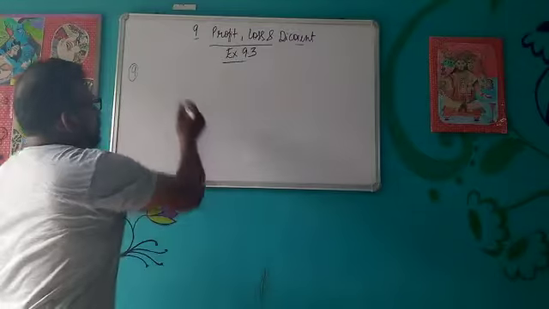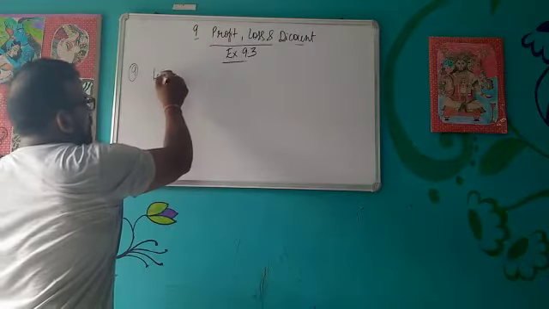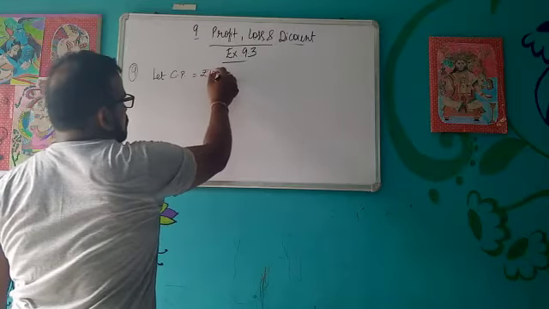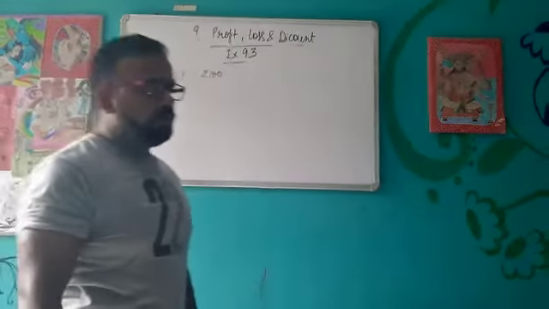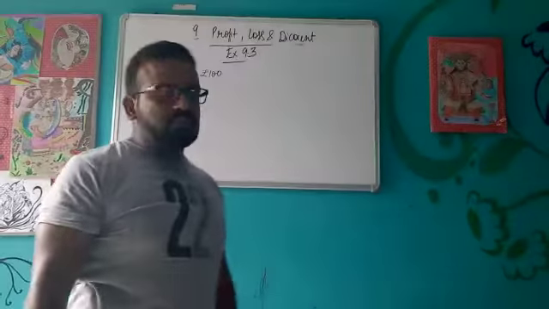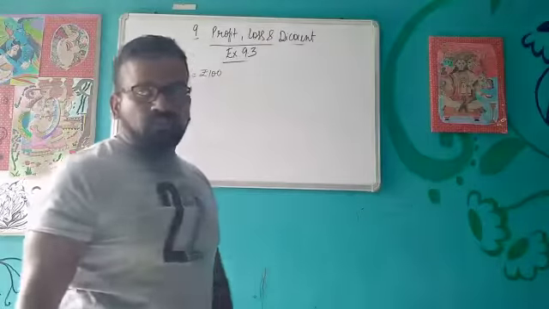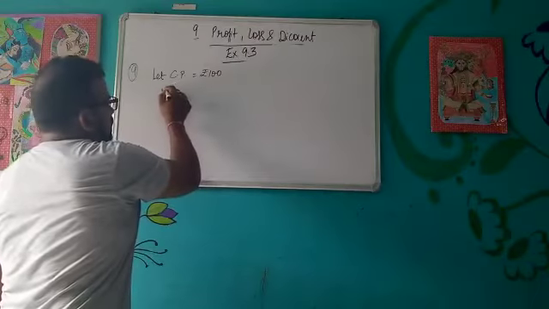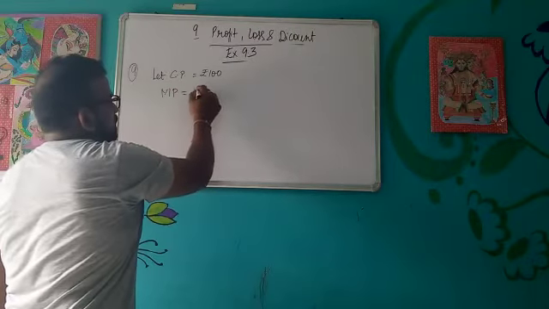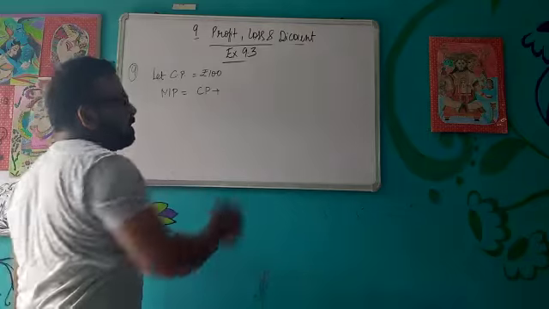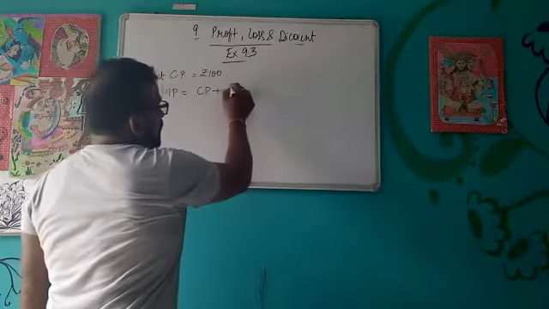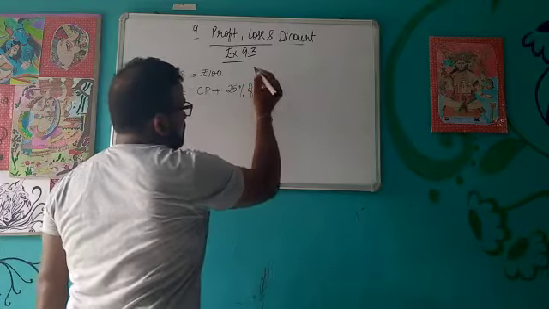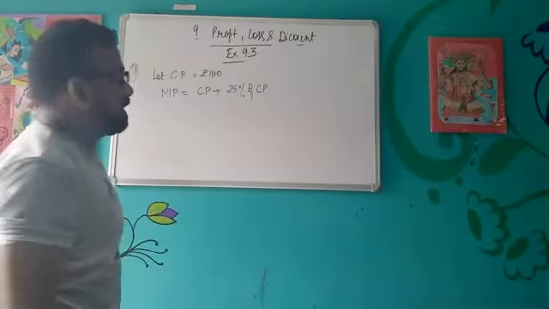So what I will do, I will assume let CP is equal to rupees 100. Since two percentages were there and no numerical value was there in terms of rupees, only percentages were there, so I have assumed CP is equal to 100. Now what is given? Marked price is CP plus 25% above, means 25% of CP. Okay, so this will be the marked price.